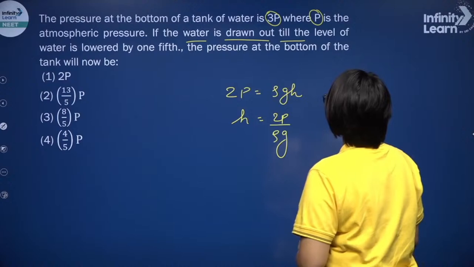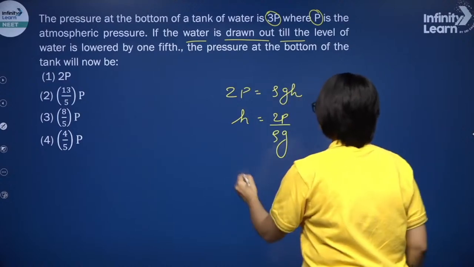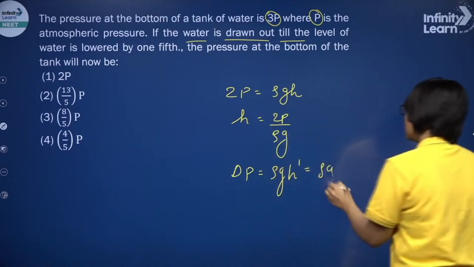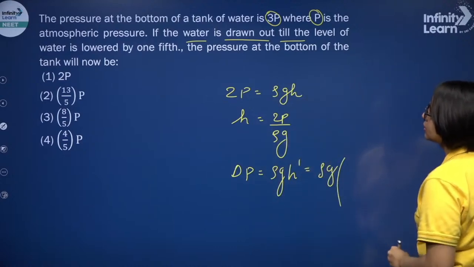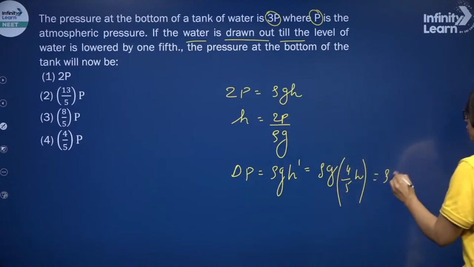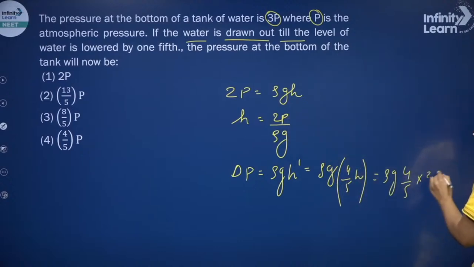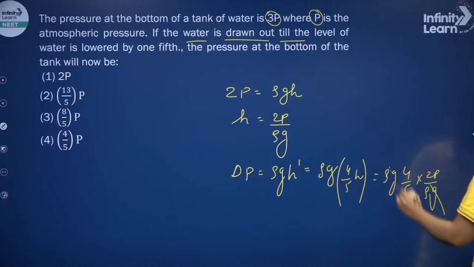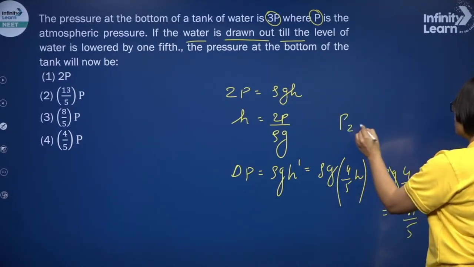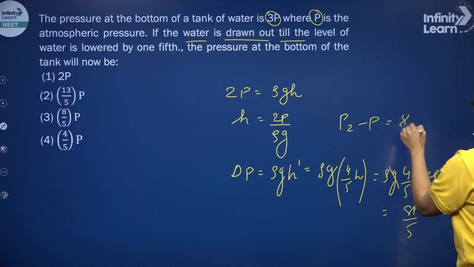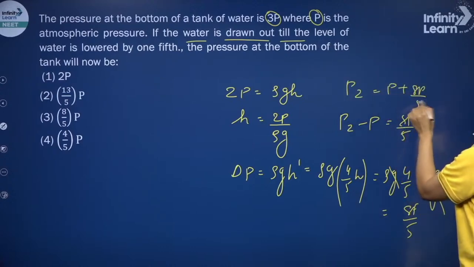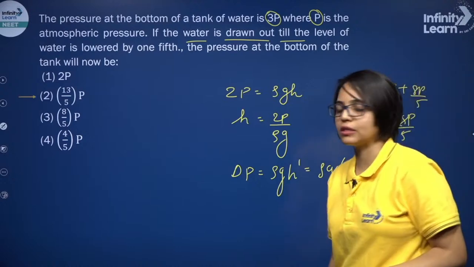So now the new pressure difference delta p will be rho g h dash, which is rho g into h dash, where h dash is 4/5 h. h is 2p upon rho g, so this is rho g into 4/5 into 2p upon rho g. So this is 8p upon 5. So this is the pressure difference. So p2 minus atmospheric pressure is equal to 8p upon 5. So p2 is p plus 8p upon 5, that is equal to 13p upon 5, which is option 2.